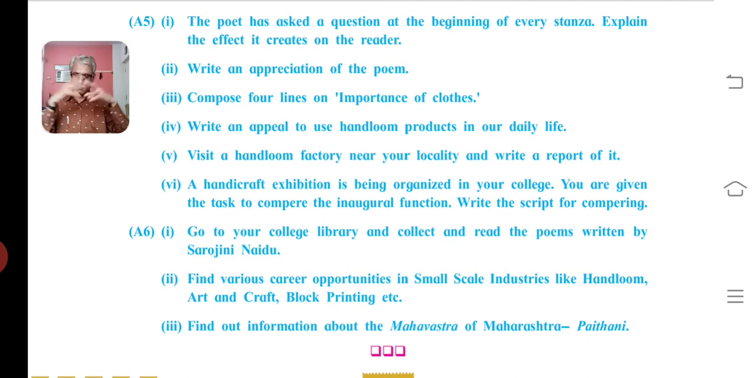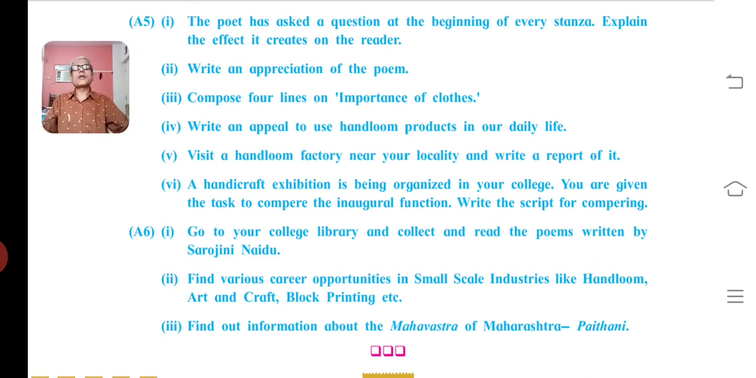Number 6, message of the poem. This poem is dedicated to the talented weavers and the fabrics of India, which were very famous in the world. It shows the hard work of craftsmen and how we use their products in every occasion of our life.